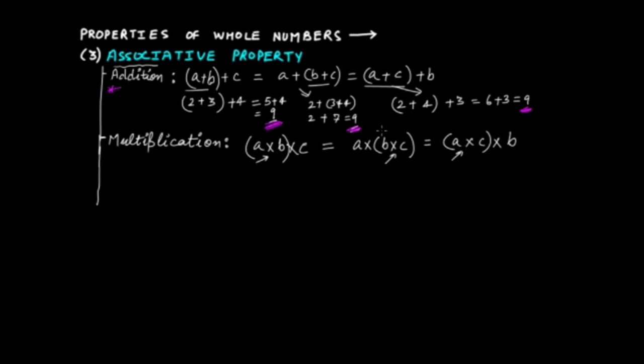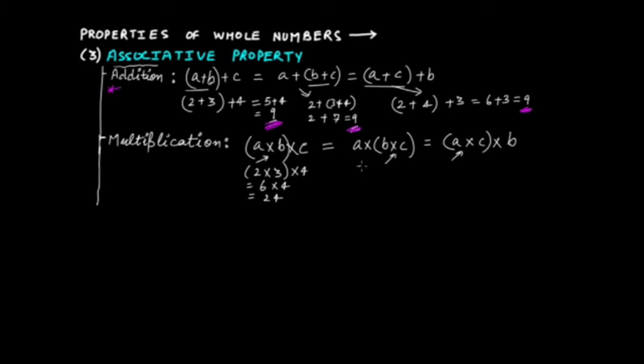You just change the grouping. Is it possible that you are going to get the same answer each and every time when you are grouping the different numbers together? To check that, take the same numbers. Take 2 multiplied by 3 and multiplied by 4. What would you get? You would get 6 multiplied by 4, and therefore the answer is 24.